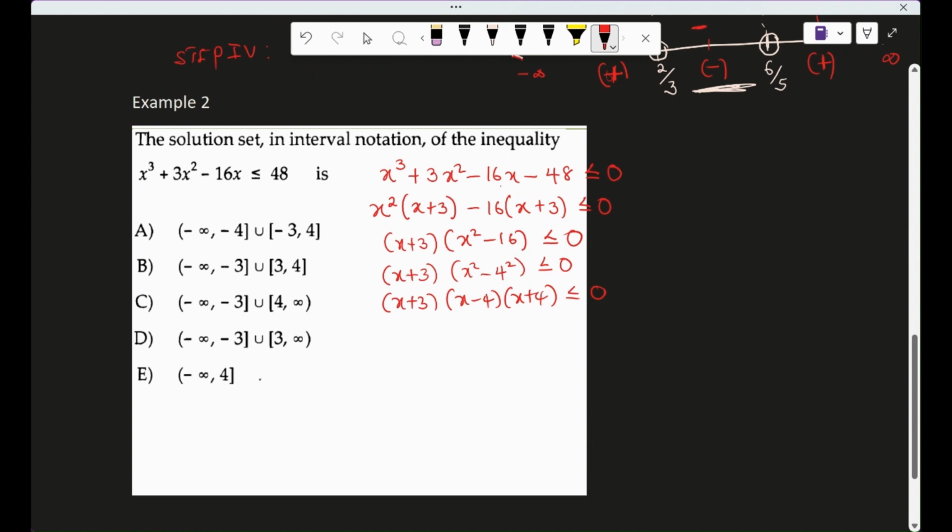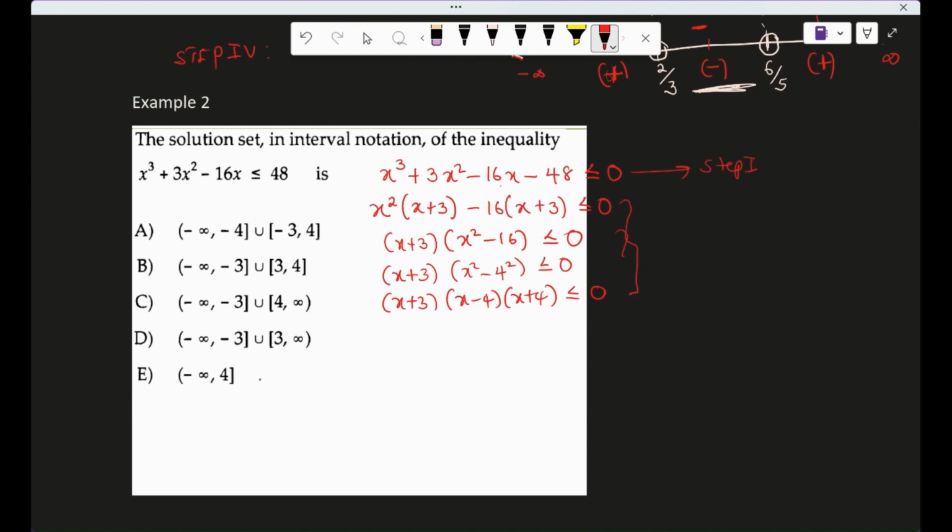So now we have done 2 steps. The first step is this one, right? Because we wrote everything on one side. The second step is what we have done. We started from here, we finished here. This is step 2, because we have factorized the polynomial.